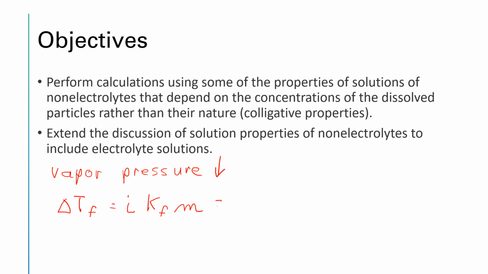And remember that delta T sub F, that's the change in the freezing point. So that really means that, I do not need the delta right there. Let me get rid of that delta. We are looking at the freezing point of the pure solvent minus the freezing point of the solution once the solute has been added to it.